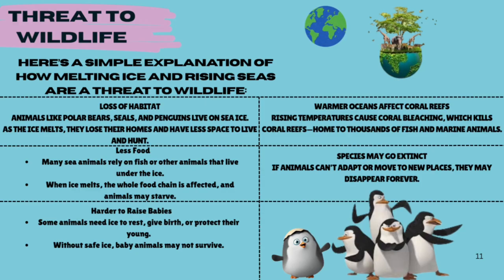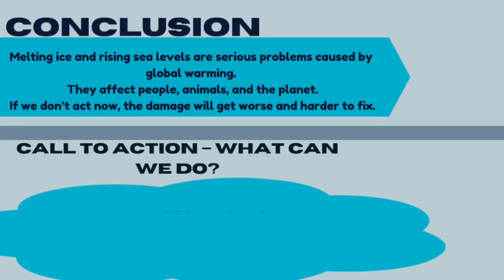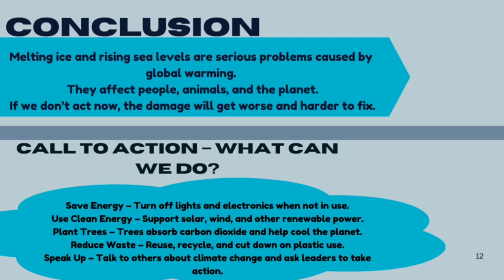Lastly, it may also make species go extinct, because if animals cannot move to new places, they might disappear. So in conclusion, melting ice and rising sea levels are serious problems caused by global warming because they affect people, animals and the planet. So we must take action from now on so that our world will be a better place to live for us.